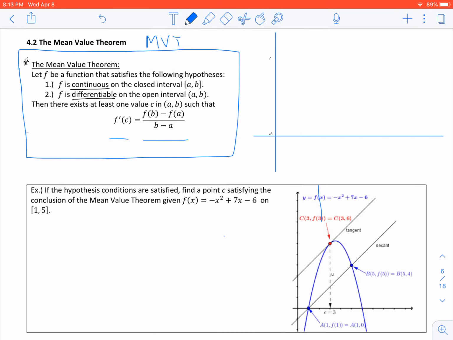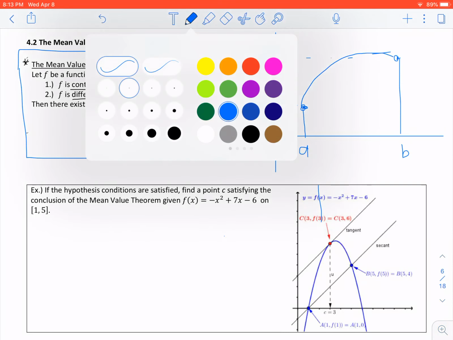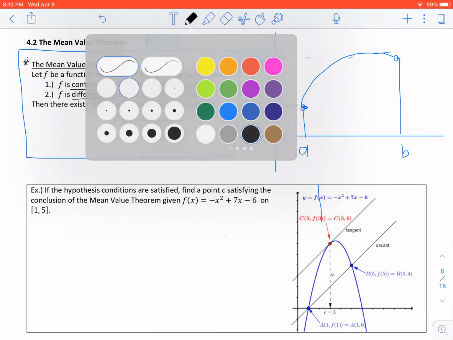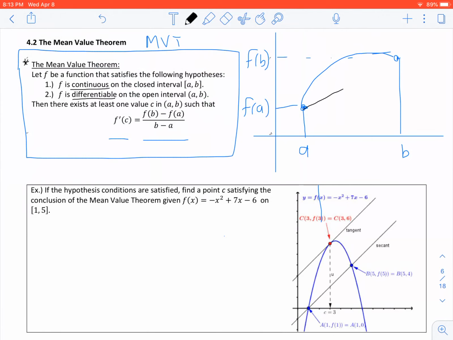So we're going to go ahead and just look at what this visually is telling us. I'm just going to sketch a curve, and any curve, it doesn't matter, but we'll say this endpoint is going to be our A. So that means that the y value would be f of a. Likewise, we'll call the other endpoint B. And so this is going to be f of b. And so we have the slope from A to B.